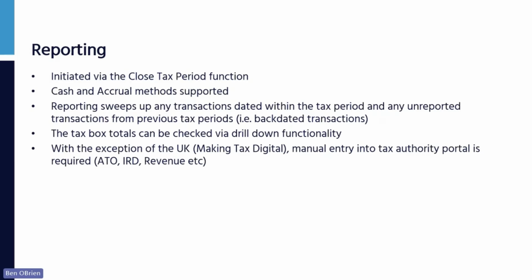So we'll look at all these things in a bit more detail toward the end of the session, but the tax box totals can be checked via the drill down, so you can do spot checks at that level. A lot of people don't know about the drill downs, but we'll explain those. And with the exception of the United Kingdom with their Making Tax Digital, essentially the way that Sybiz Vision works is you produce your report and then you just log on to your tax office portal and transcribe those figures into the systems that the tax officers provide.